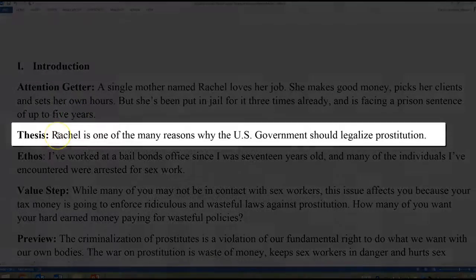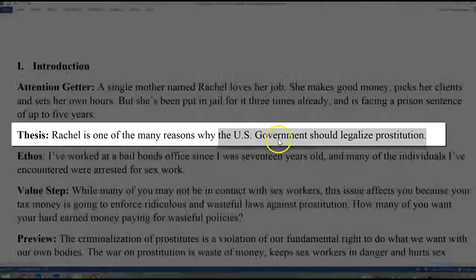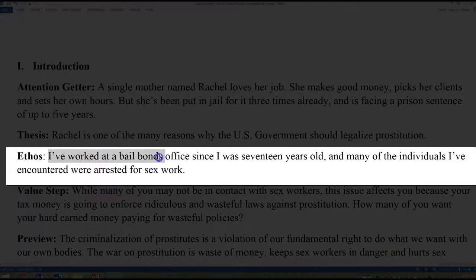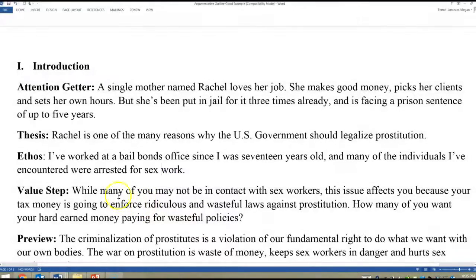Now, the student who actually did this then kind of segues. So Rachel is one of the many examples why the U.S. government should legalize prostitution. Keep in mind, all the thesis has to be is specifically addressing your position and the change, so that she is for legalizing prostitution. Ethos, so your credibility. I've worked at a bail bonds office since I was 17 years old, and many individuals I've encountered were arrested for sex work. I'll just say this individual is a female, so she did not encounter the sex workers in the way you may be thinking. Moving on.